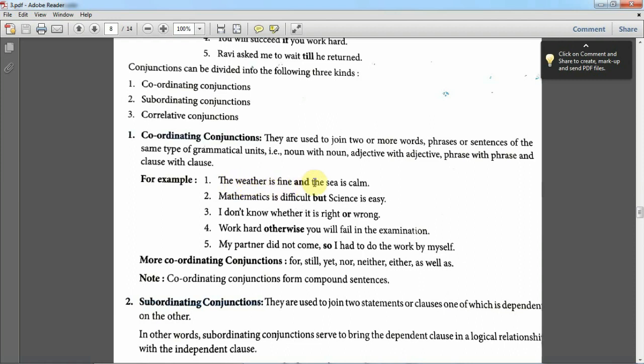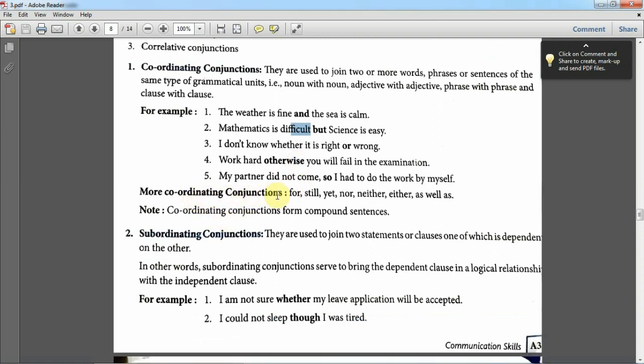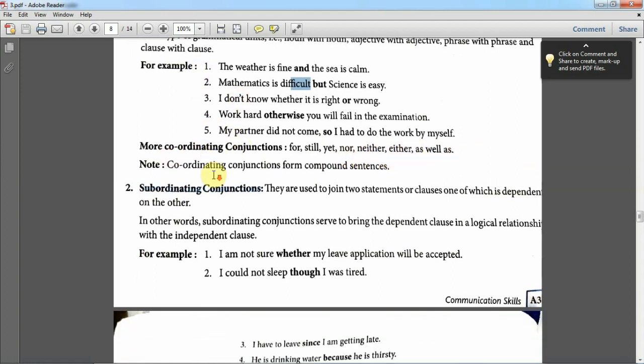The weather is fine and the sea is calm. Then, mathematics is difficult but science is easy. These are all what? Same type of unit. Then more coordinating conjunctions: for, still, yet, nor, neither, either, as well as. These are all different types of coordinating conjunction.